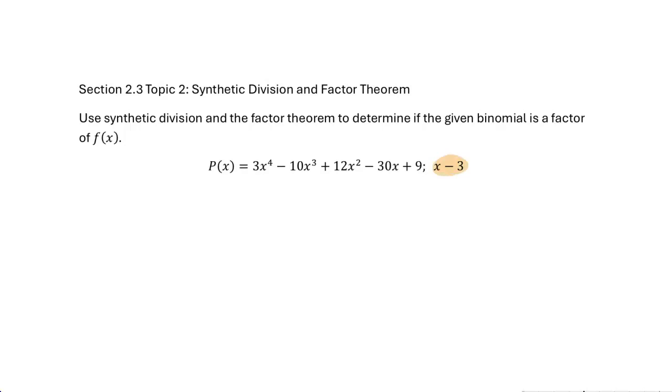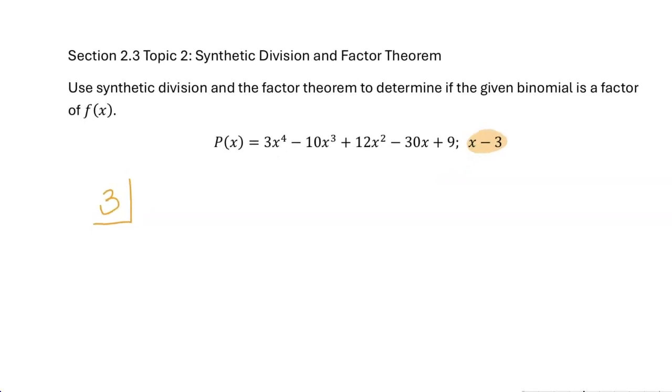The binomial is x minus 3. So what I want you to do is draw a little box and put positive 3 in the box, okay? Always use the 0 of that binomial. So if you were dividing by x plus 5, then you would put negative 5 in the little box, okay?